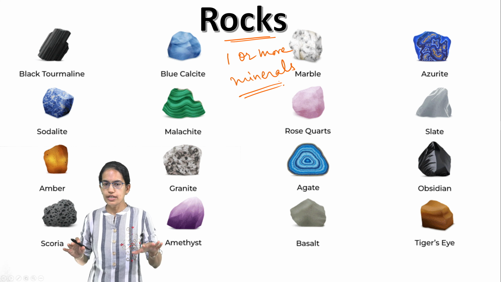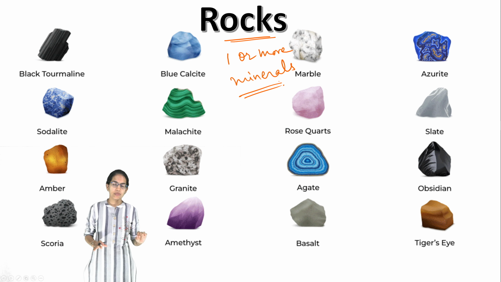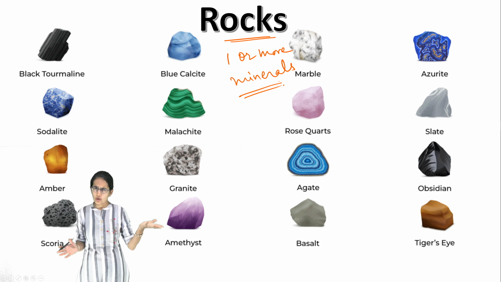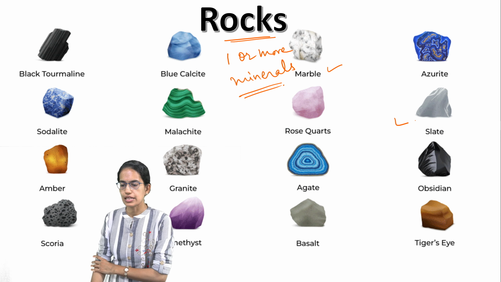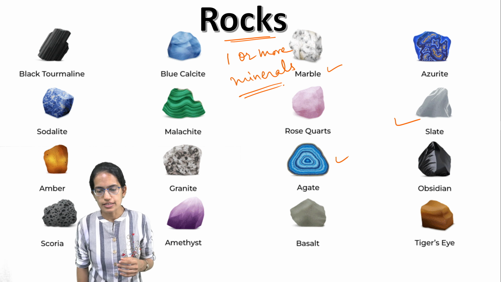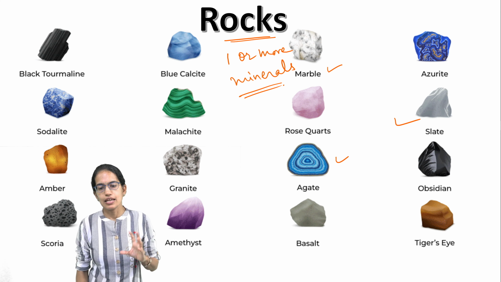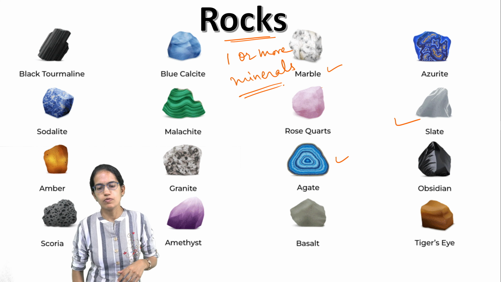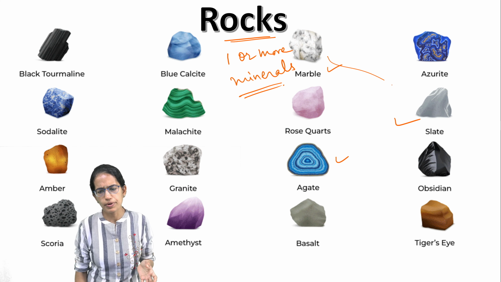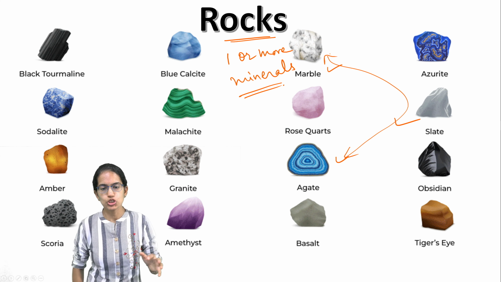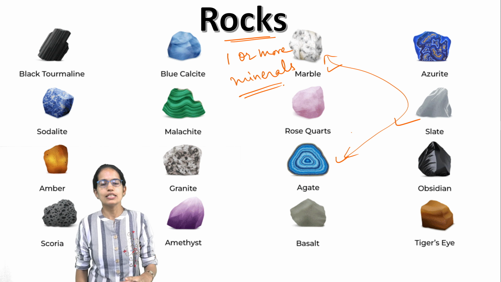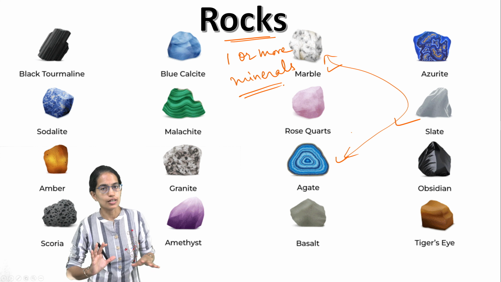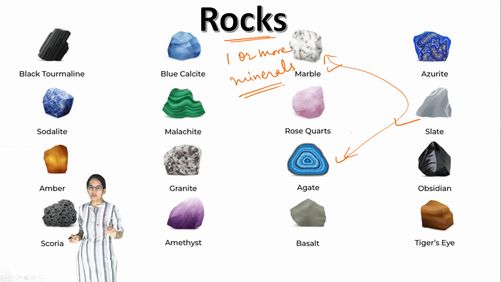So, what can be the minerals? These minerals could either be metallic or non-metallic in nature. For example, we have marble as a mineral, slate as a mineral, agate as a mineral. Let's say there is a structure which has part of marble, slate and agate together, it would give you a tinge which is whitish, blackish, silverish blue.